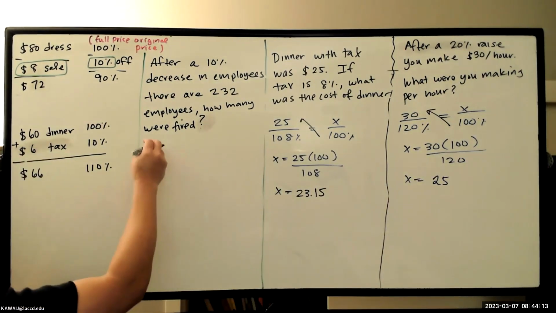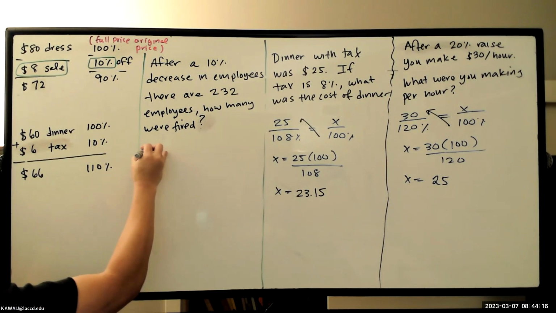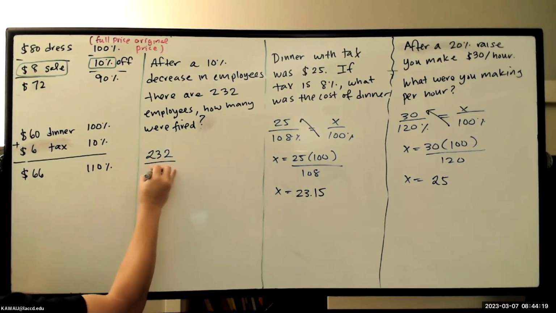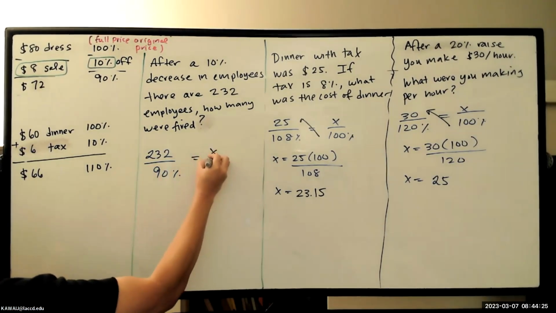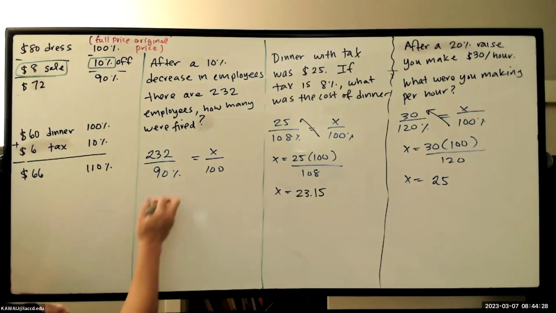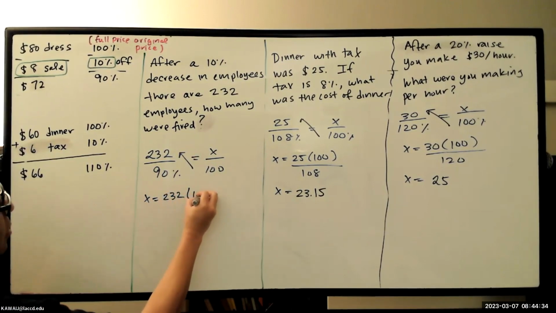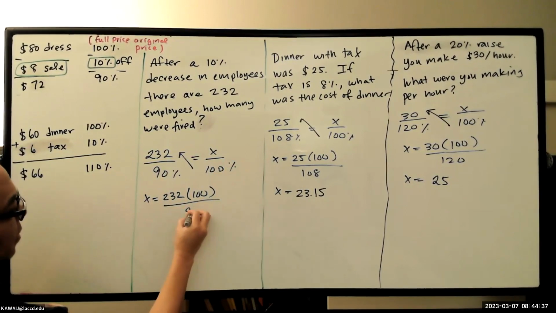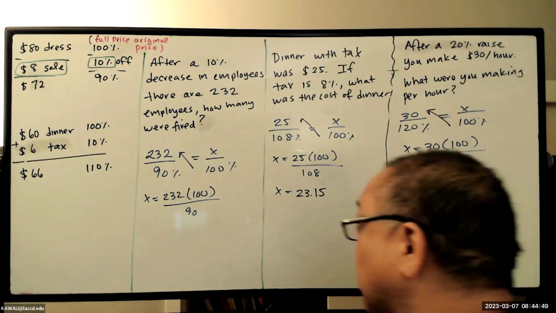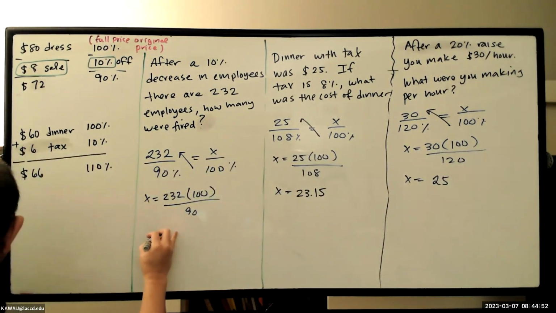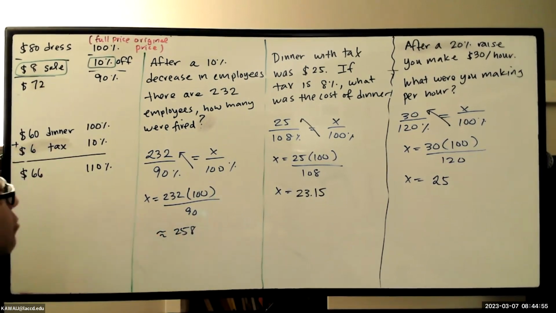So there are 232 employees after we fired 10%. So there's only 90% left. Now we bring this up here and we get X is equal to 232 times 100 divided by 90. So 232 divided by 0.9. So there were 258 after we rounded.